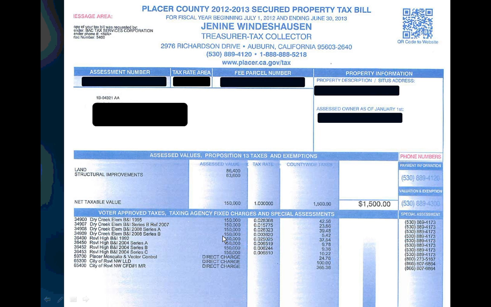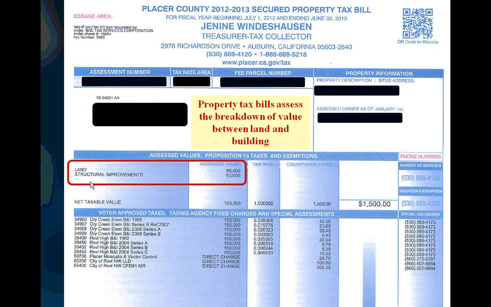Now here's an example of why this is important. Here is a property tax bill from an income property for an investor. Notice here I've blocked out all the personal information, the parcel and everything, but right there, notice the land and structural improvements, that's the building, right? You can depreciate the building, you cannot depreciate land. So this breakdown really determines how much the owner can depreciate, and that is a tax deductible expense.